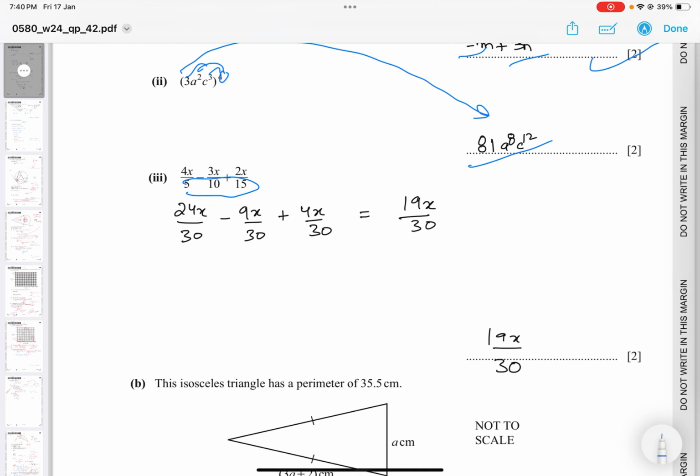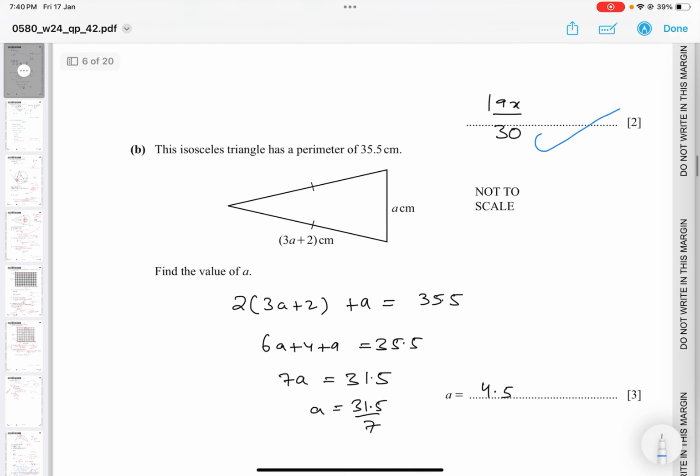We will take their LCM, and LCM is 30. Okay, make the denominator same. Multiply 5 by 6, 4 by also 6, 10 by 3, 3 by also 3, this by 2, and above also by 2, and we can get our final answer.